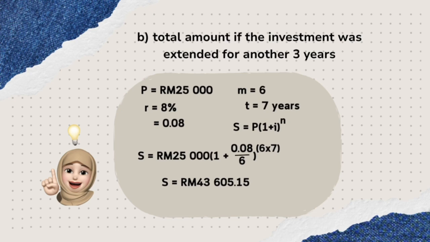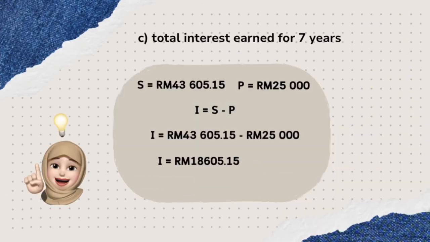43,605 and 15 cents. C. Total interest earned for 7 years. S is the amount that we got at question B, which is 43,605 and 15 cents, and P is equal to 25,000. In this question, we will use I equals S minus P. We substitute the information given, and we get I equals 18,605 and 15 cents.